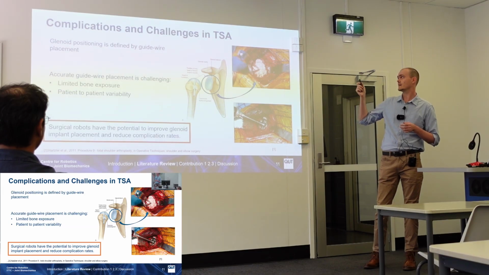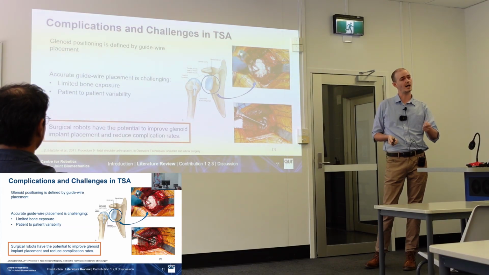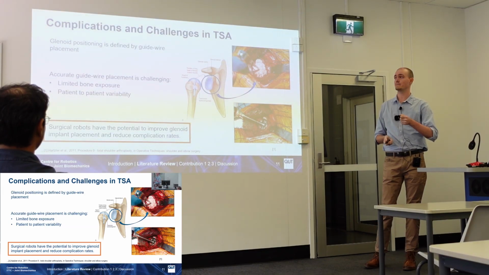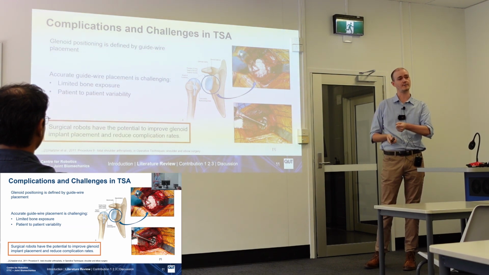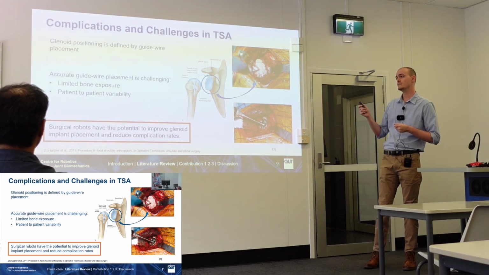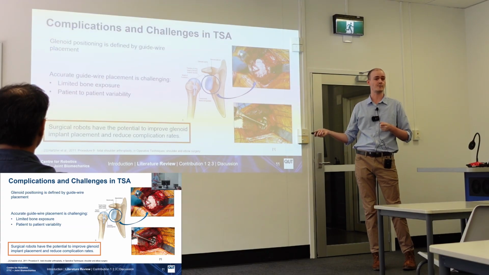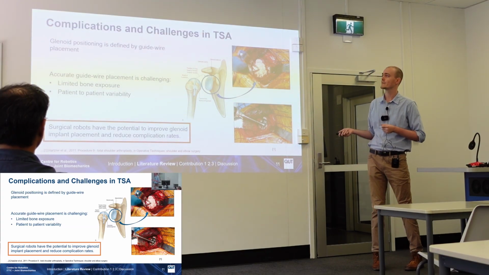This means that getting the glenoid guide wire in the right place is critical to implant positioning. If we can improve the accuracy of this, we can improve the accuracy of the implants, and we can potentially reduce complication rates. And this is something that robots have the potential to help us with to improve patient outcomes.